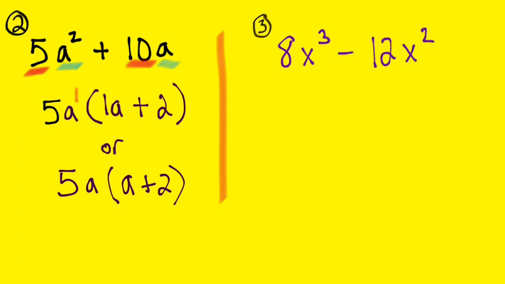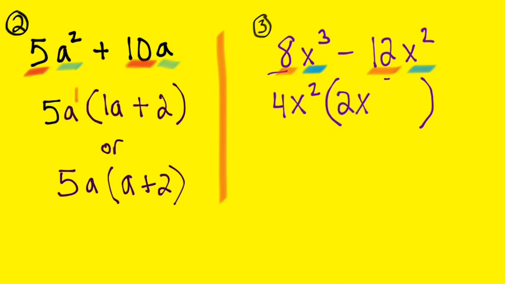Let's try another. If I have 8x to the third power minus 12x squared, what's the greatest common factor? Well, with 8 and 12, it's going to be 4. And the largest exponent they both have in common is x squared. So now I divide that off. And 8 divided by 4 is 2. And x to the third divided by x to the second is x.